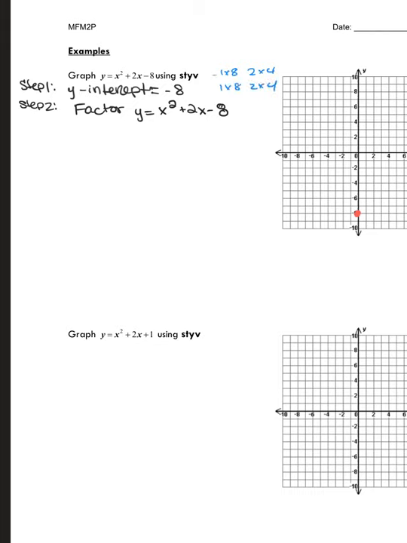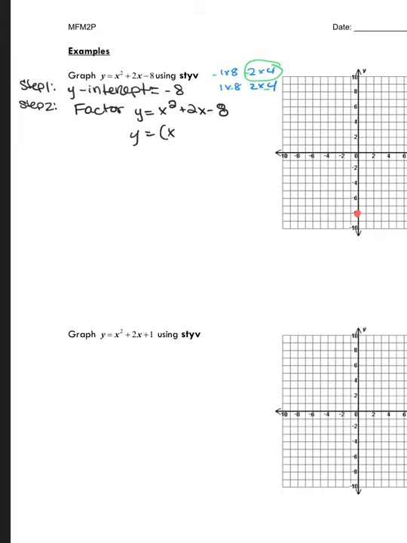So you switch the signs of the negative factors. Now those are going to multiply to negative 8. I need to figure out something that adds to positive 2, and 4 plus negative 2 is going to do that. Okay, so this is going to look like this.